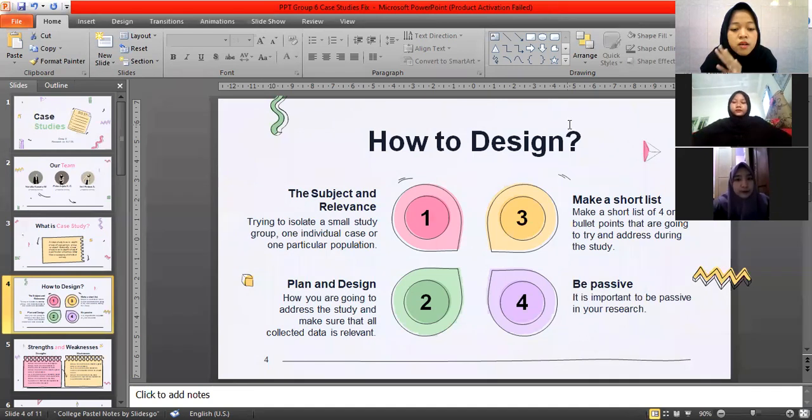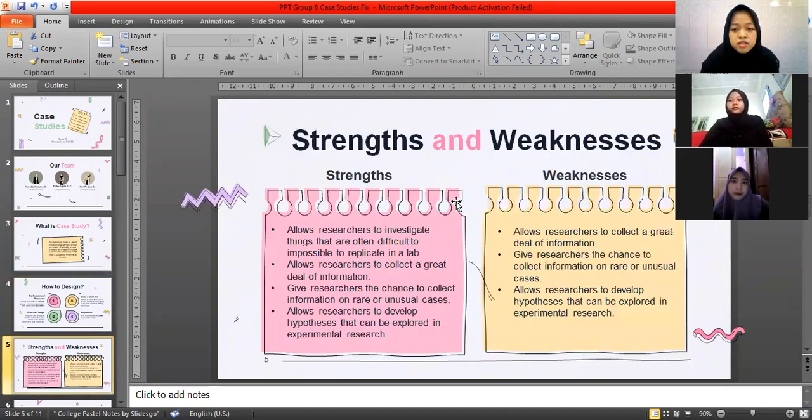You are much more of an observer than an experimenter, and you must remember that even in a multi-subject case, each case must be treated individually, and then cross-case conclusions can be drawn. Okay, I will continue to the next slide. It's about strengths and weaknesses. I will start from the strengths. Here there are 4 points.